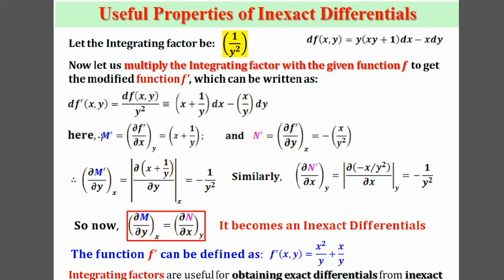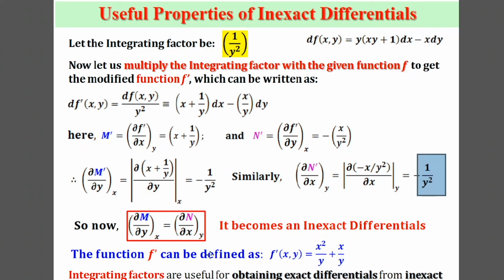So we have this m here. If I differentiate with respect to x now, what do I get? And if I differentiate n with respect to y now, m with respect to y, keeping x constant, n with respect to x, keeping y constant, what do I get? Both the places I get minus 1 by y square.